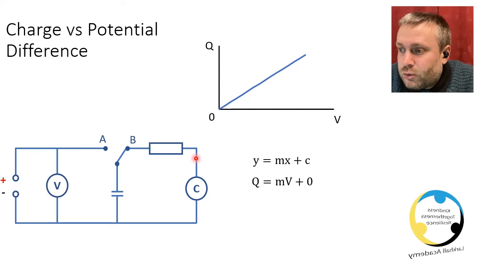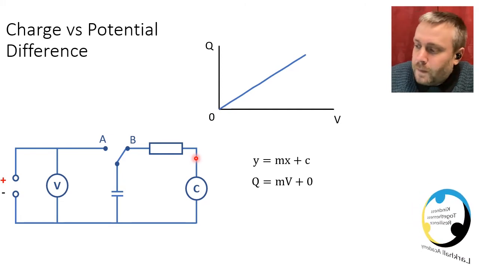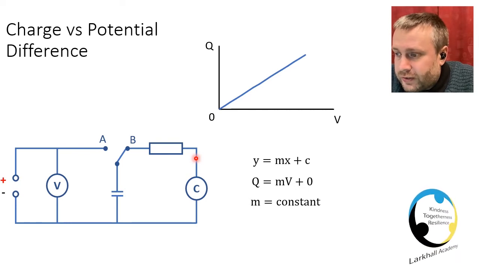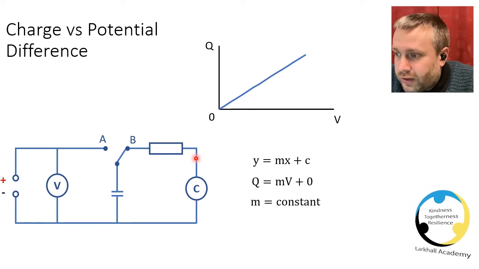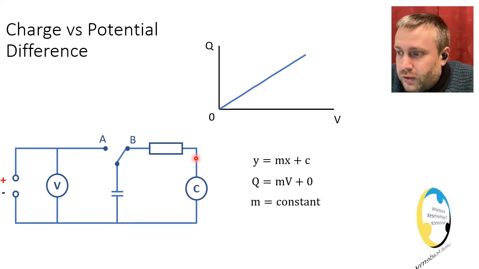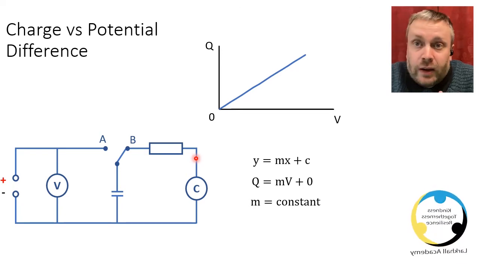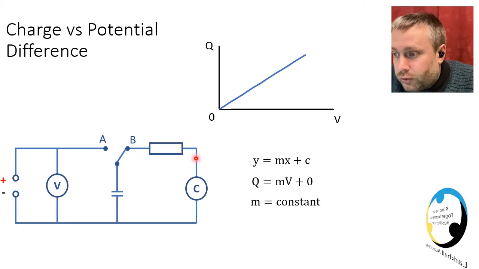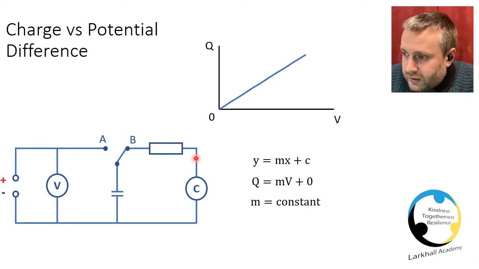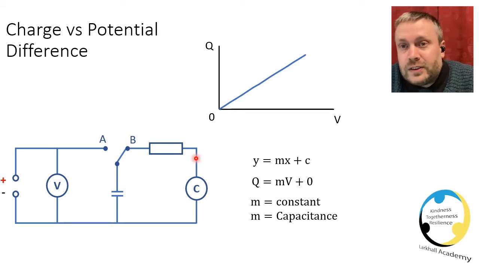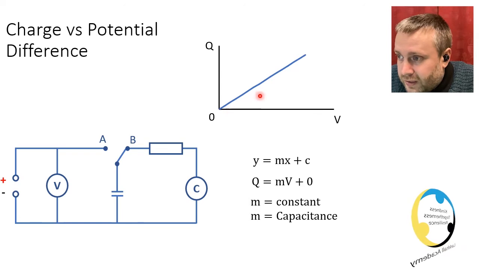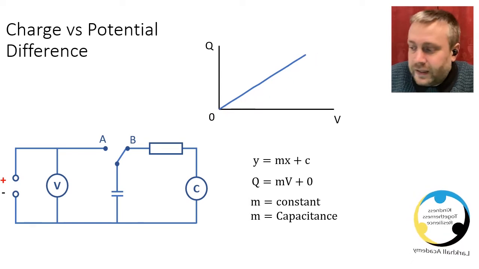So m is going to be some sort of constant in this case. m is just this constant value here. This is the gradient of this graph. Gradient obviously is a constant value. So if you pick any value of q and v and you do q divided by v, you're going to get the same number as if you pick any other two corresponding values of q and v. And this value for this gradient here, this constant, is what we call capacitance. So this is the capacitance of our capacitor. It is basically given by the gradient of this line here.